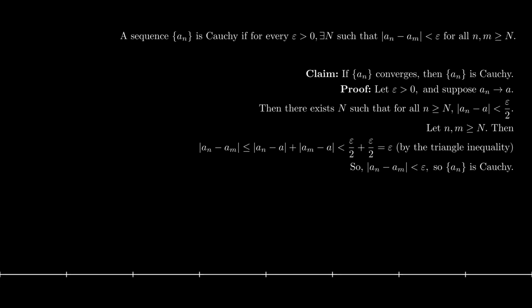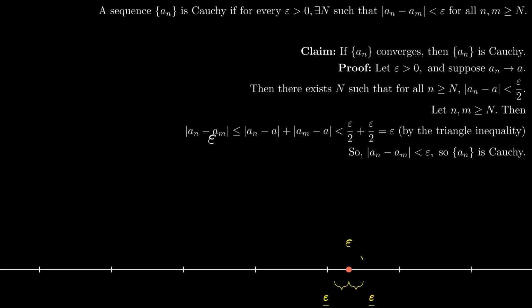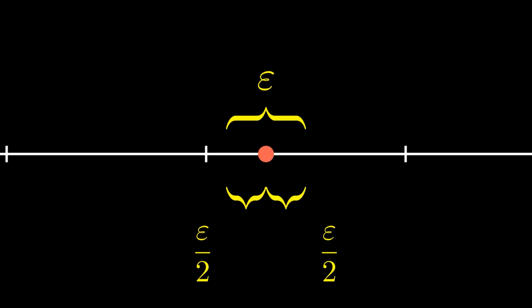Take a look at this example. Here, the red dot is our point A. You should be able to convince yourself that if two values are both less than epsilon over 2 from the point A, then they cannot possibly be more than epsilon away from each other. This is great. We know that every convergent sequence is also Cauchy, but what about the other way around?